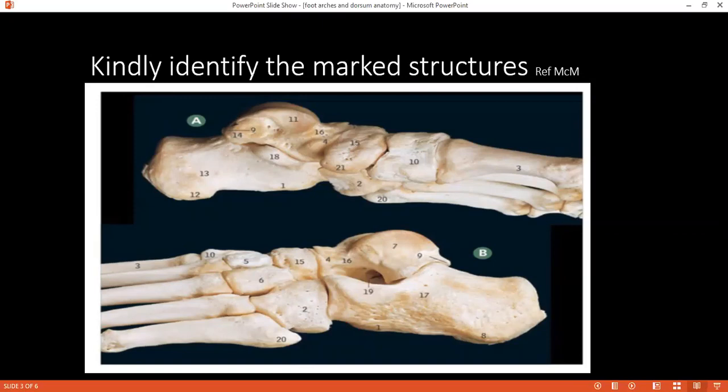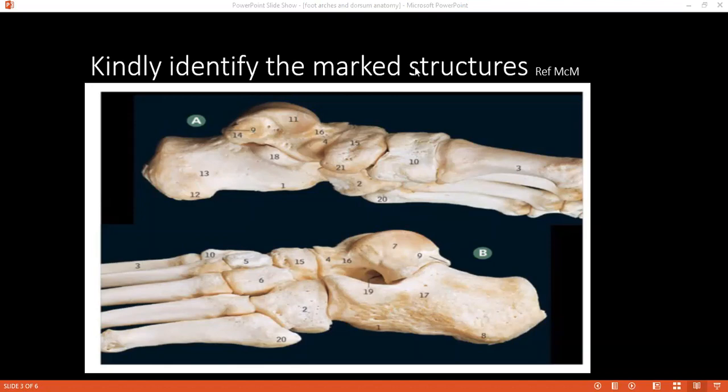Sorry, I would like to come to it later. Okay. How many cuneiform bones are there? 3 bones. Yes. Medial, intermediate, and lateral. Okay. What's the characteristic of a navicular bone, and which one is that? If you can tell me.